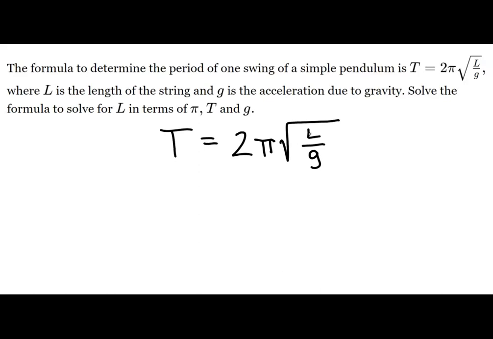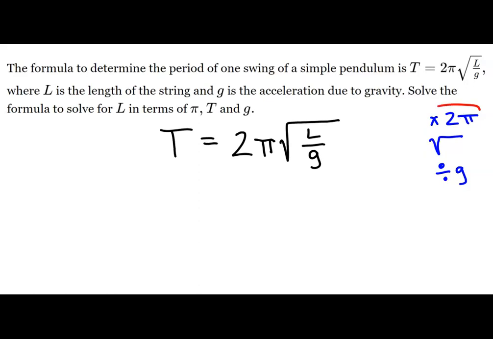So if I want to get L by itself, I need to get rid of timesing by 2, timesing by pi, square rooting, and dividing by g. So I need to do the opposite of all of those operations. I need to do the opposite of timesing by 2 and timesing by pi. I have to do the opposite of the square root, and I have to do the opposite of dividing by g.